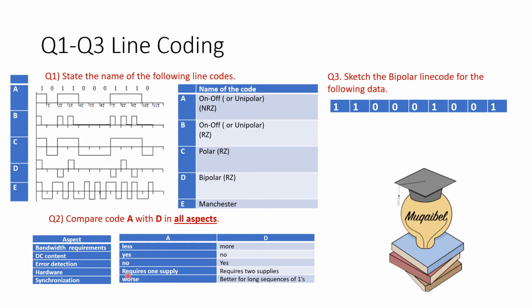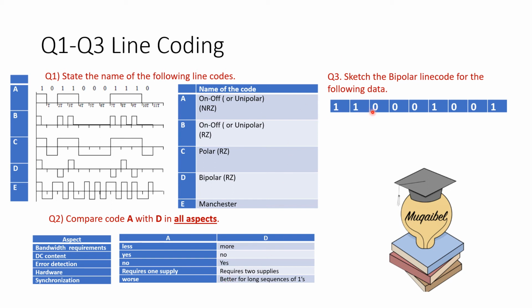Both of them, the first one, A, has no error detection capability, while D has got error detection capability because the pulses here have to alternate between positive and negative. If you get 2 positive or 2 negative consecutive, then you know there is something wrong. In terms of hardware, it requires 1 supply for code A, while code D requires 2 supplies because of the positive and the negative voltage. In terms of synchronization, A relative to D is worse, and D is better because a long sequence of 1s will be resolved.